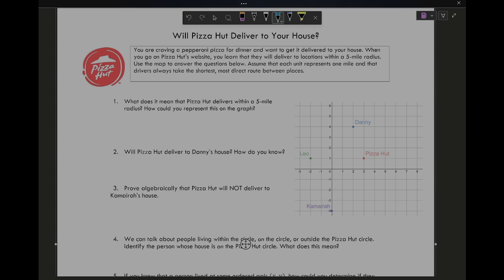Okay, what does it mean that Pizza Hut delivers within a 5-mile radius? And how could we represent this on the graph? So, what does it mean? Well, it means they will drive up to 5 miles in any direction.